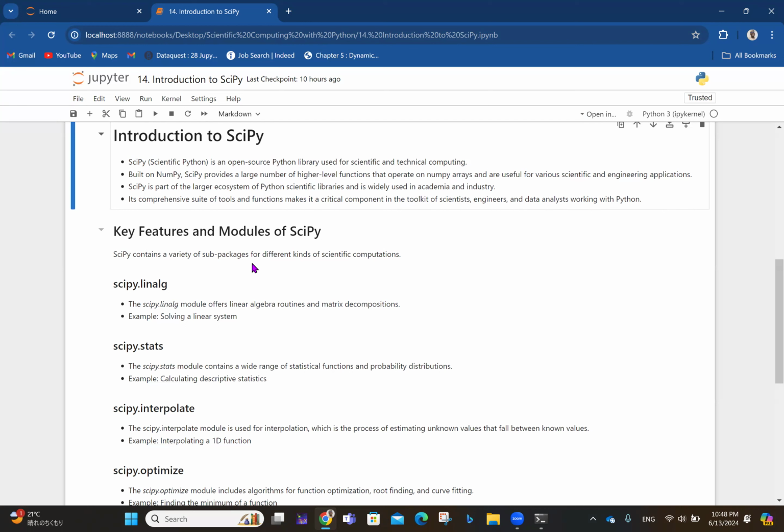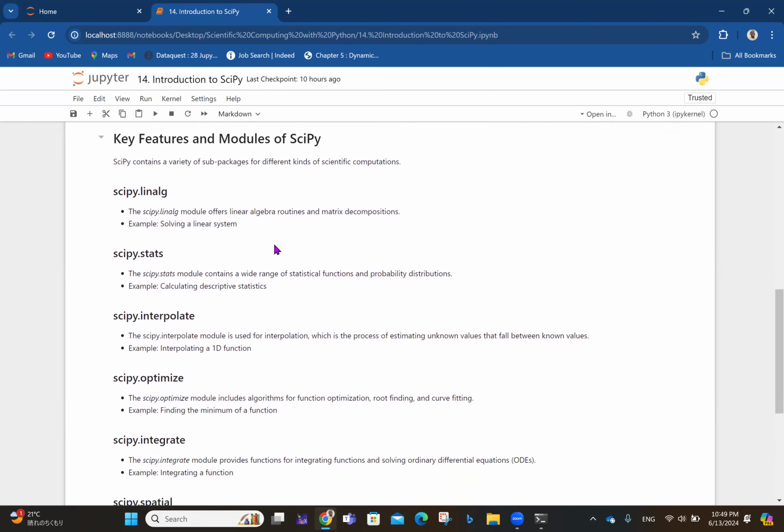So a whole lot of simulations that you may want to do may involve the use of SciPy. And of course, its comprehensive suite of tools and functions makes it a critical component in the toolkit of scientists, engineers, and data analysts working with Python. All right, so what are the key features and modules of SciPy? Of course, you should understand that SciPy contains a variety of sub-packages for different kinds of scientific computations. First of all, we talk about SciPy.linalg, that's linear algebra. The SciPy.linalg module offers linear algebra routines and matrix decompositions, which you're going to see in the next video.